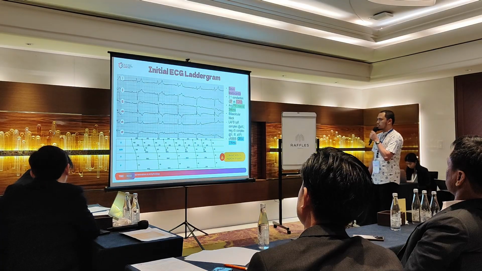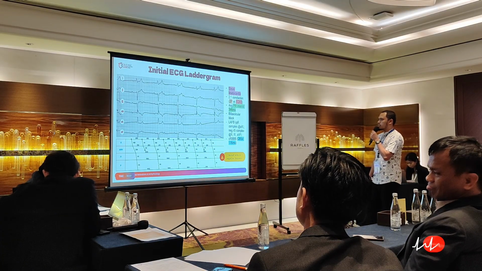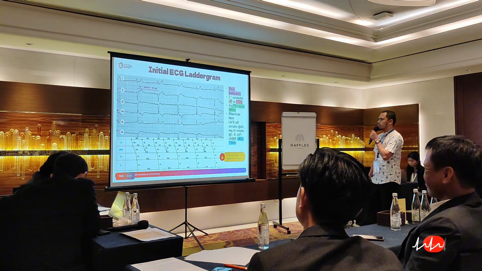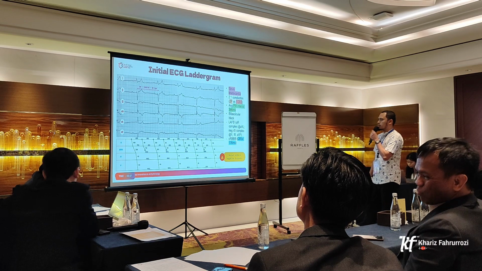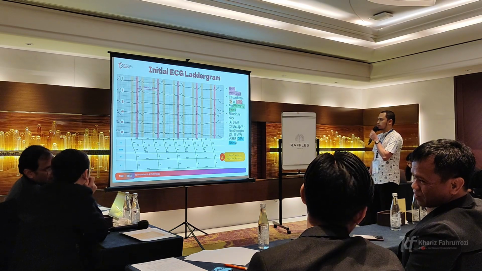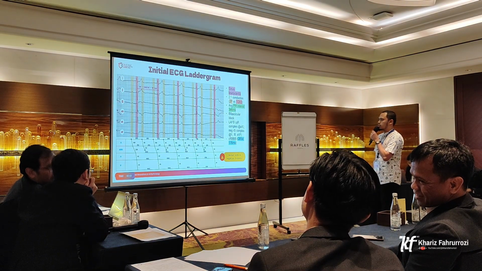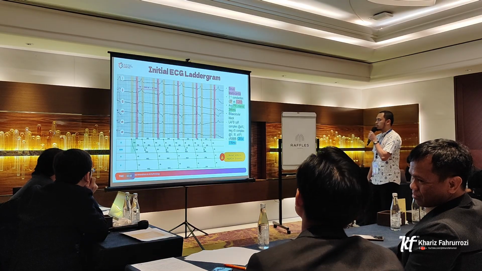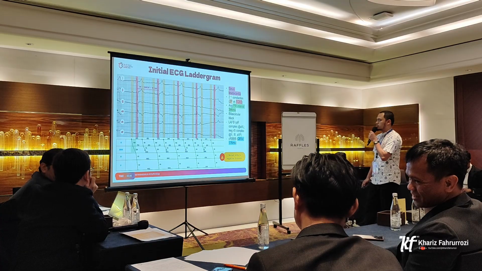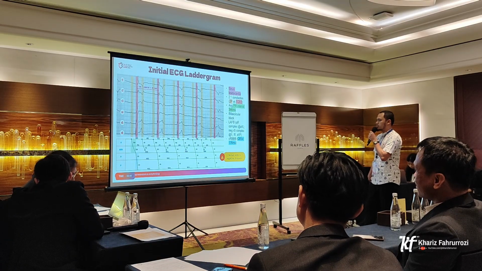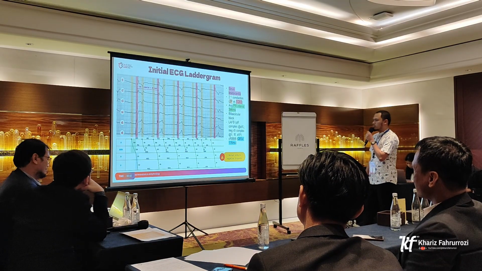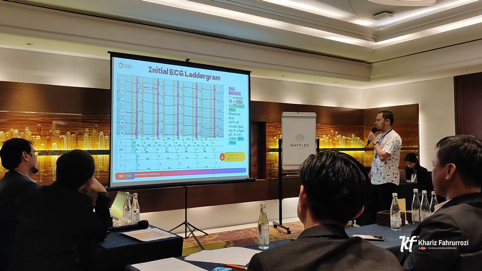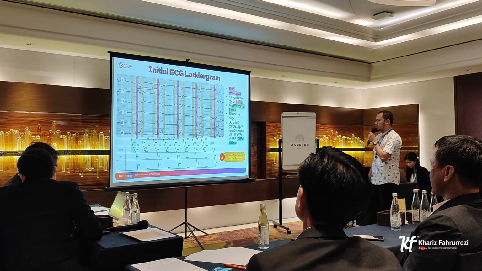To better appreciate this ECG, this is the ladder diagram. We can see that the heart rate is 35. We can see 2 P waves highlighted in yellow and 1 QRS highlighted in red. We can see prolonged PR interval and also a complete right bundle branch block with a duration of more than 120 milliseconds. This patient has a normal echo and negative troponin test.